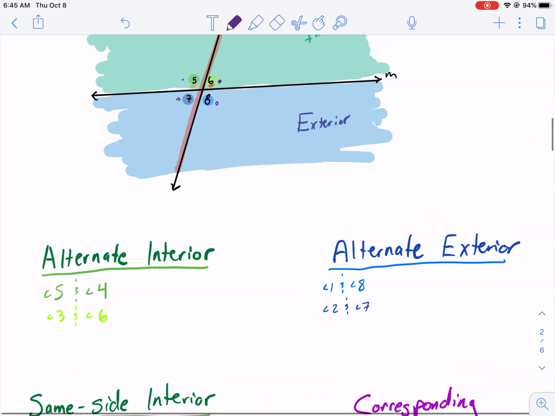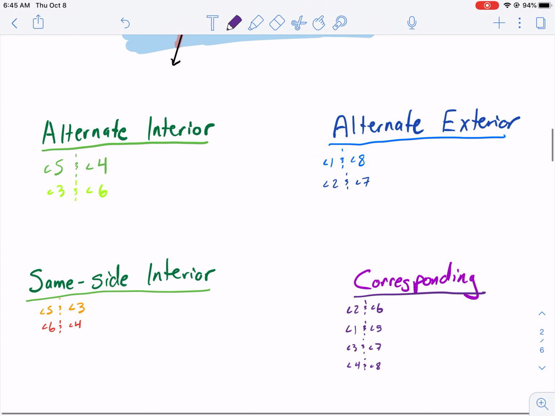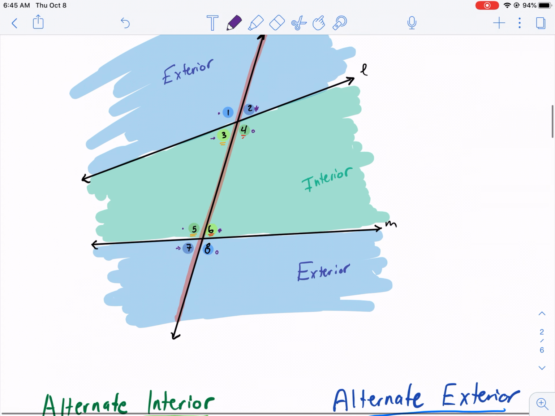Okay, that's all I have for you today. Just make sure you understand this part. It's going to be super helpful when we move on to the next section.